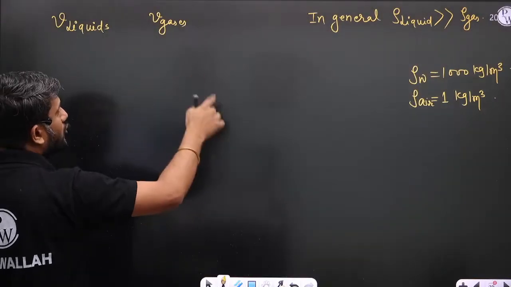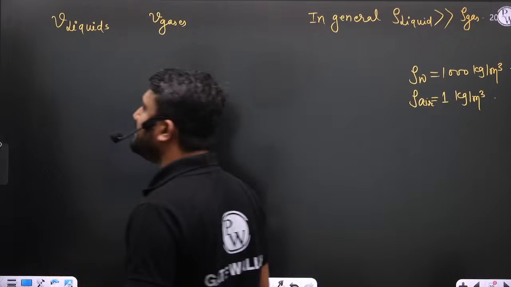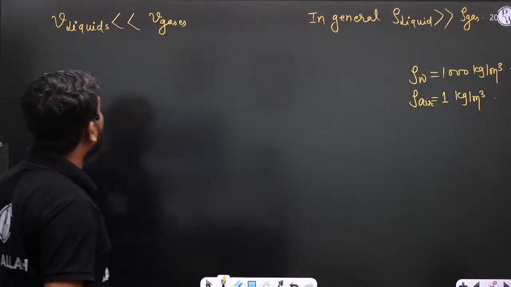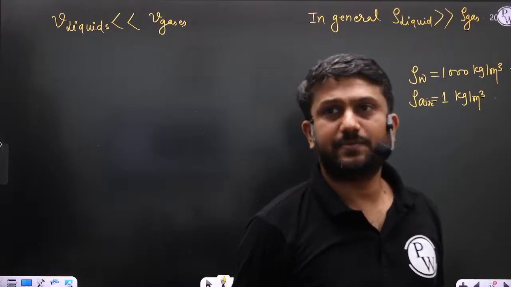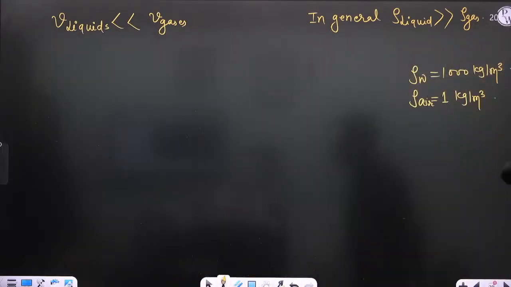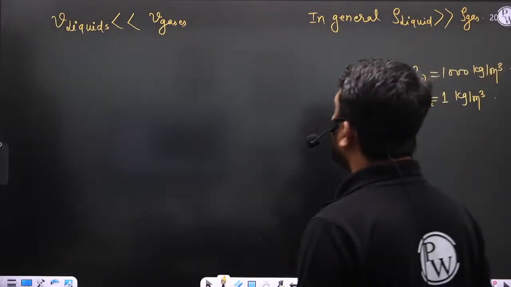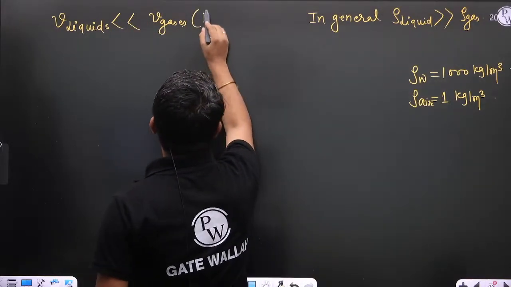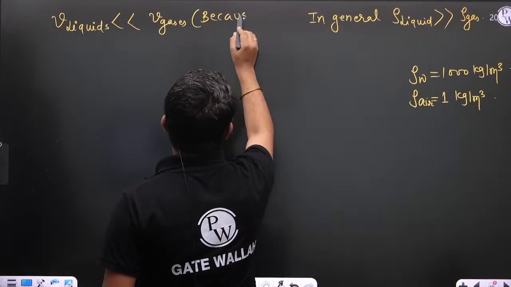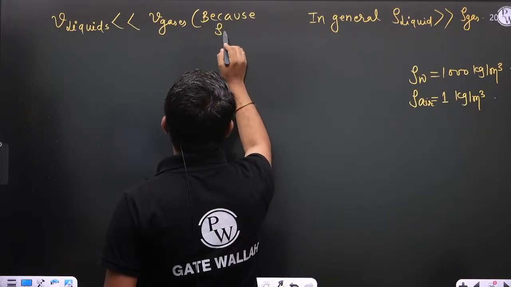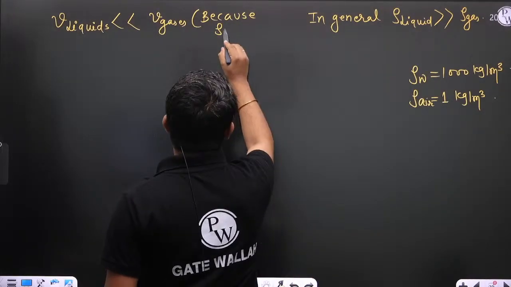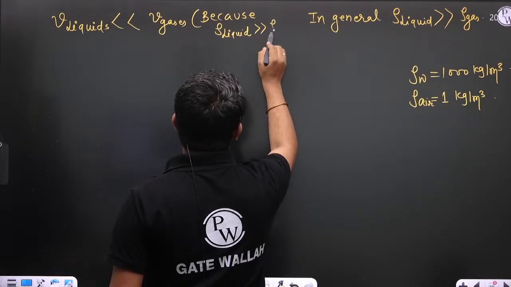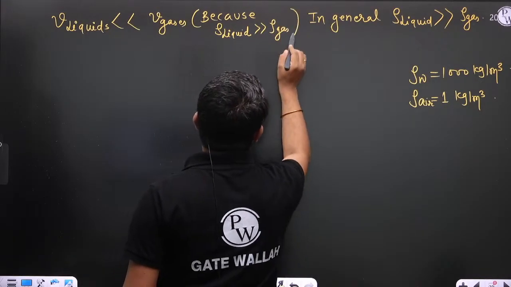And specific volume is the reciprocal of the density, right? So we can say that the specific volume of gases is more as compared to liquids. Why? Because the density of liquid is greater as compared to the density of gas.